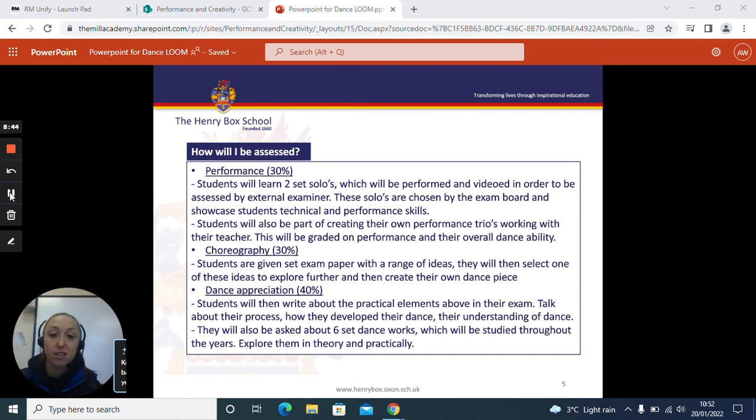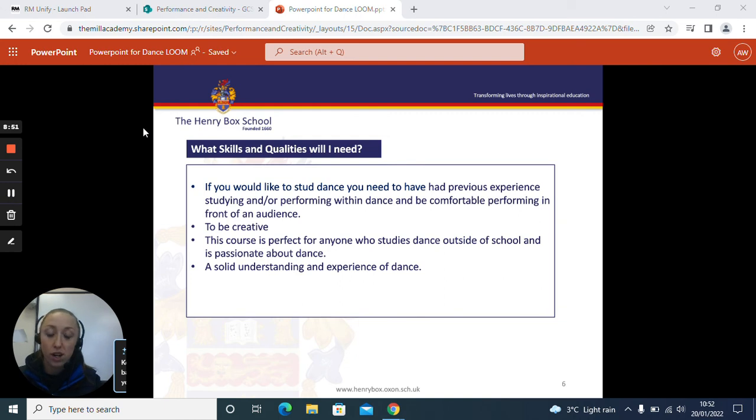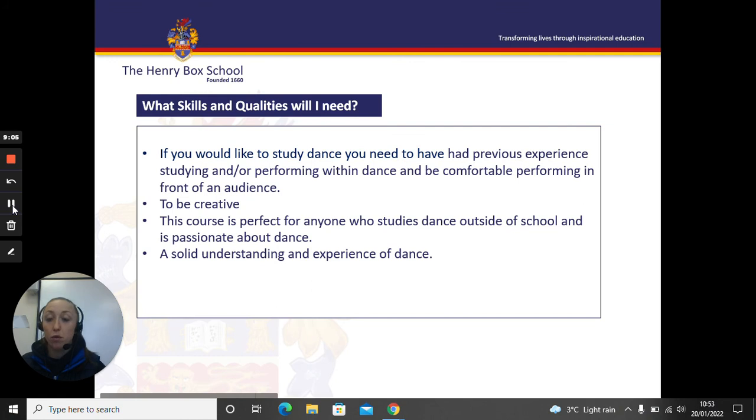So just moving on quickly to the last slide, what skills and qualities will I need if I want to study dance? If you would like to study dance, you will need to have had previous experience of studying and/or performing dance and be comfortable performing in front of an audience. This is really important. Obviously it is performance based, so you need to be able to perform in front of an audience, because that's what every practical lesson will be based on.